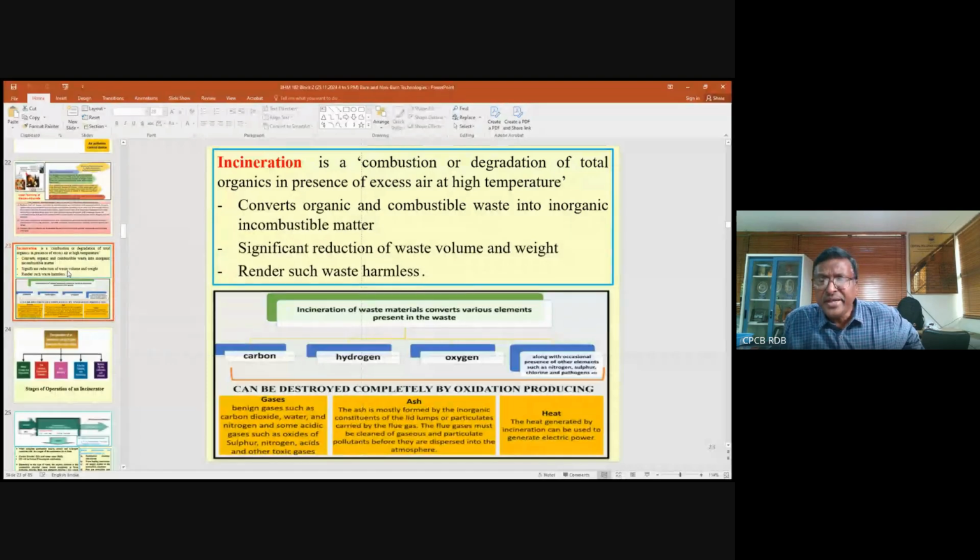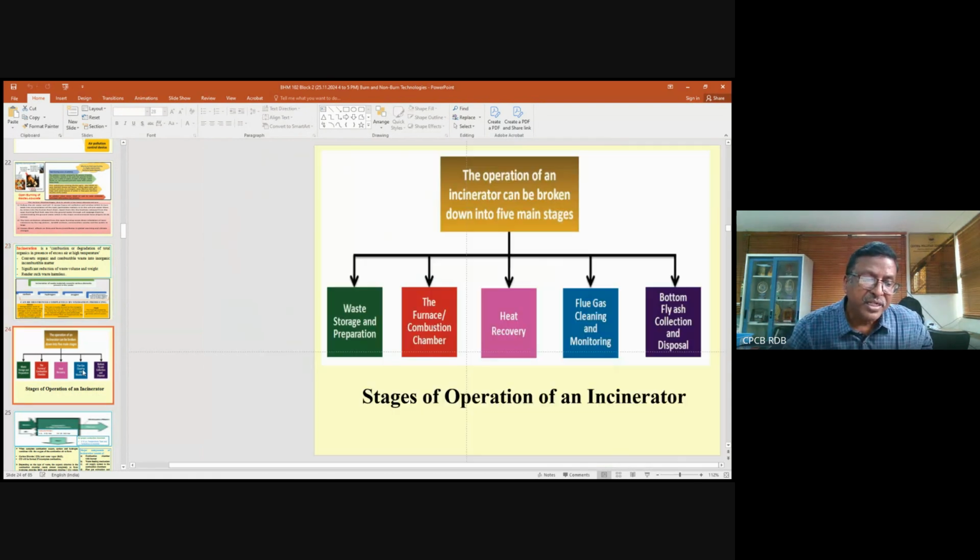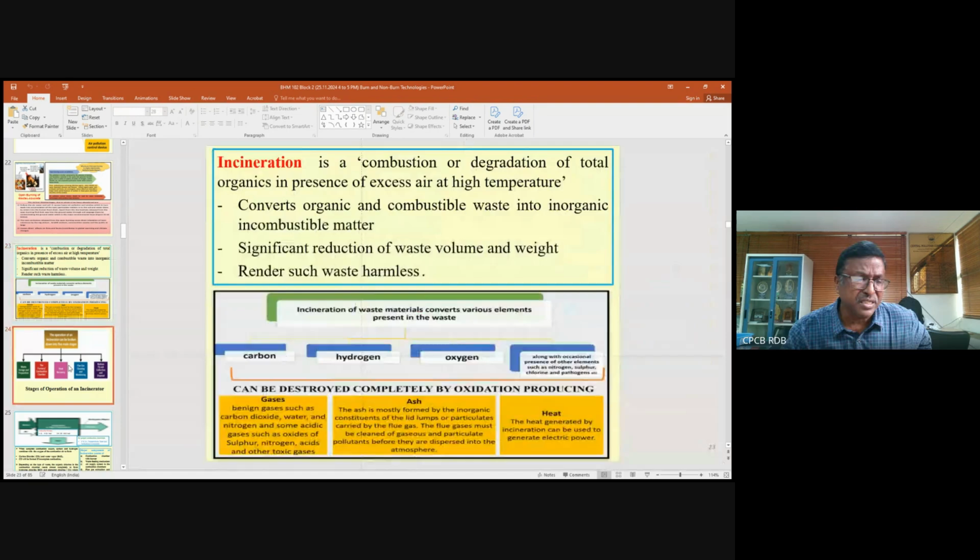Therefore, in order to maintain the desired temperature in the primary and secondary chambers of the incinerator, they have to maintain adequate fuel injection, because the waste may contain more moisture. Therefore, heat recovery may not be possible or not economically viable. So in the case of biomedical waste incineration, the heat recovery process is not adopted in the country.